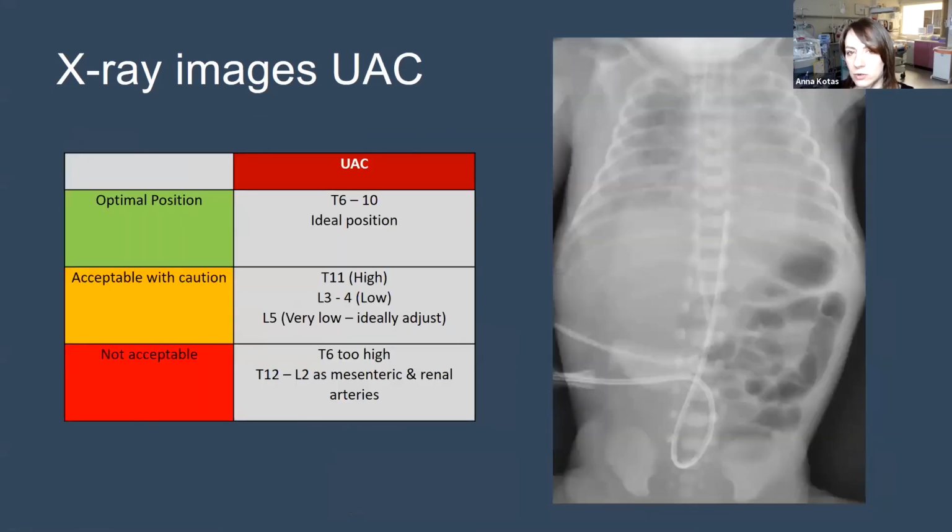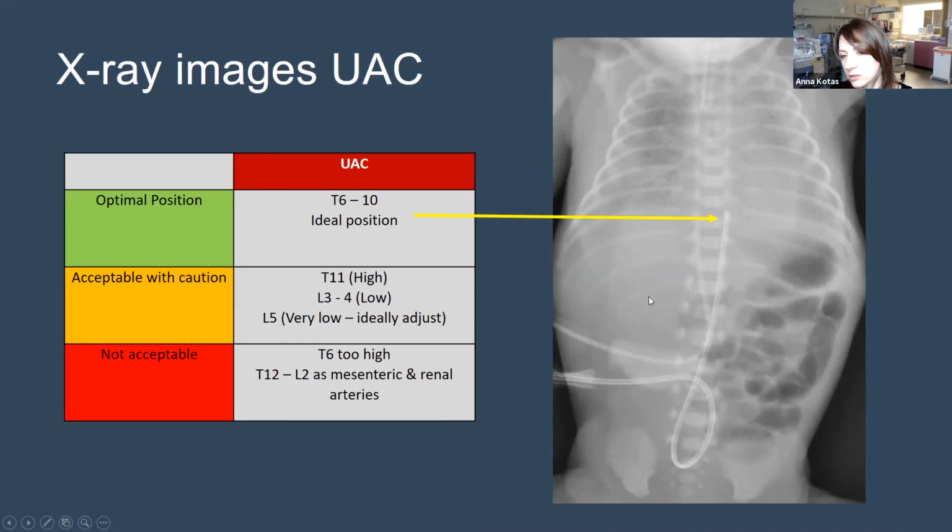Let's look at another x-ray and consider the UAC position. So here you can see quite nicely how this catheter migrates down before coming back up again, and as we said already, that tells us it's an artery, and this here is the UVC, and you can see quite easily where the tip of the arterial catheter lies.